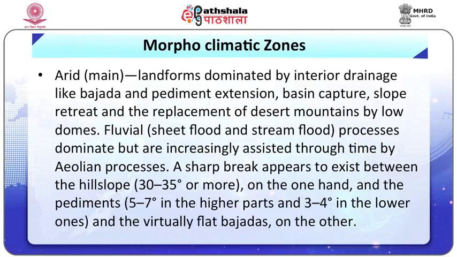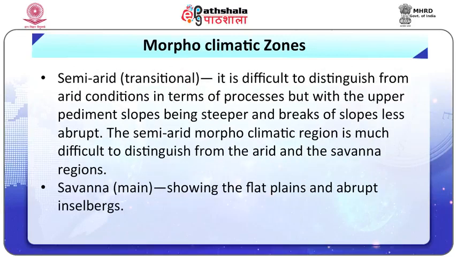A sharp break appears to exist between the hill slope, that is 30 to 35 degrees or more, on the one hand, and the pediments and higher parts in the virtually flat bahadas on the other. Fifth, semi-arid. It is difficult to distinguish from arid conditions in terms of processes, but with the upper pediment slopes being steeper and breaks of slope less abrupt.